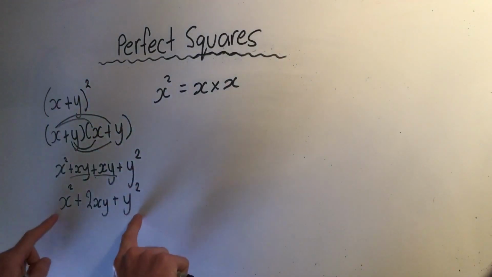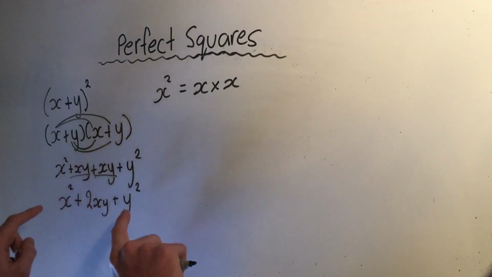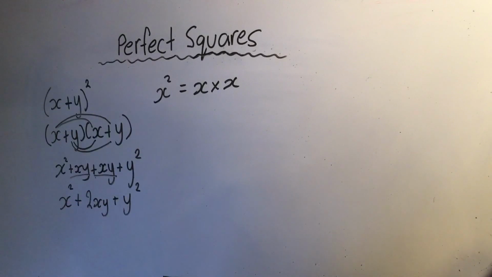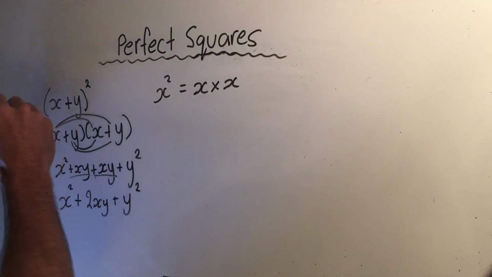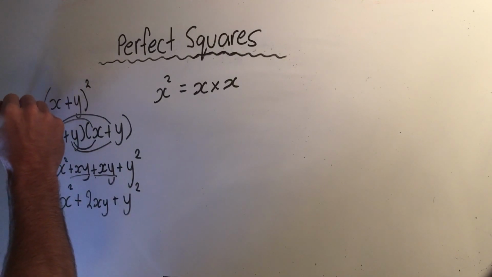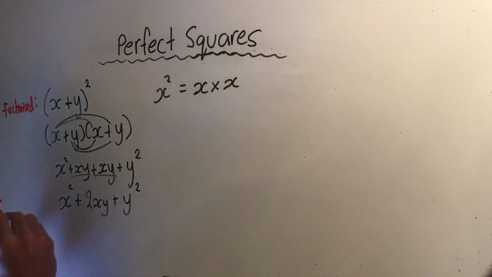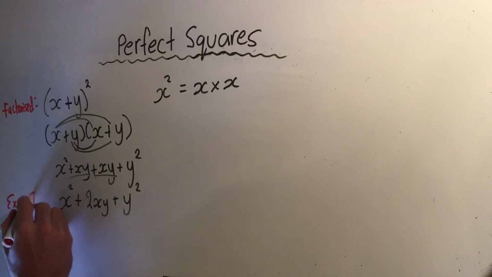But that means that this is also a perfect square. This is just the expanded form, and this is the factorized form. So there's two ways of writing a perfect square. Okay, we can have the factorized form, which looks like this bracket squared, or we can have the expanded form, which again is where you have no brackets. You get rid of the brackets.